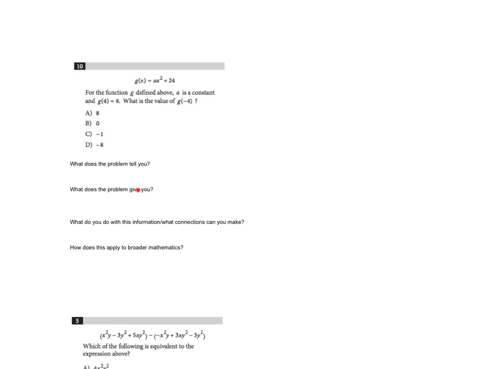Now, what does the problem give us? Well, it gives us this function. Ooh, we've seen those before. It's a quadratic function. And here it tells us that g of 4 equals 8. So when we think about this problem, there's a lot of different ways that we could make connections with the given information, because we've spent a lot of time with quadratics. We could think, let's substitute 8 in for g of x and 4 in for x, solve for a, then evaluate the function at g of negative 4. That's a great way to think about this.